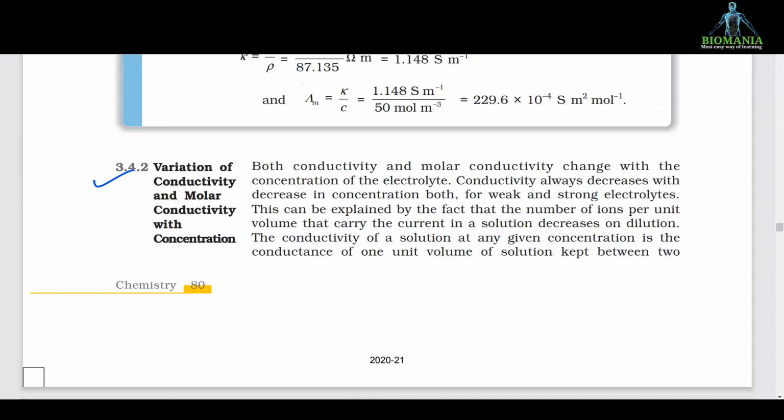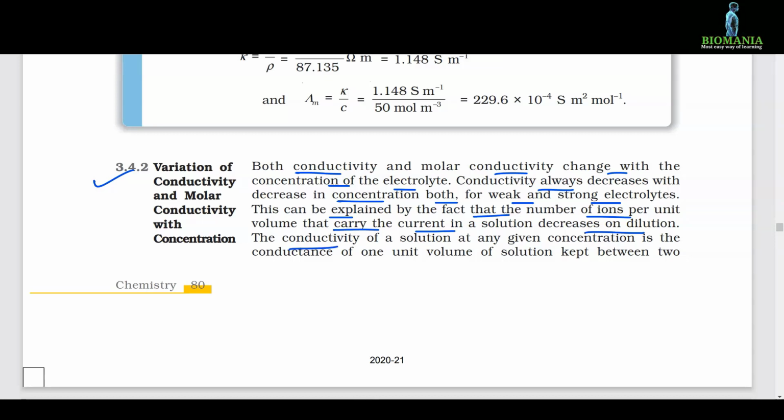3.4.2 Variation of conductivity and molar conductivity with concentration. Both conductivity and molar conductivity change with the concentration of the electrolyte. Conductivity always decreases with decrease in concentration, both for weak and strong electrolytes. This can be explained by the fact that the number of ions per unit volume that carry the current in a solution decreases on dilution.